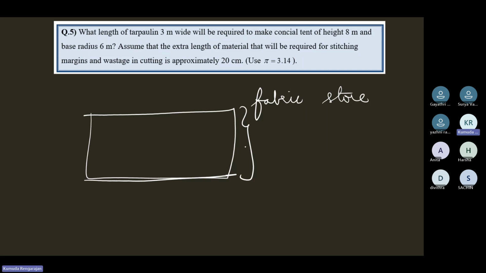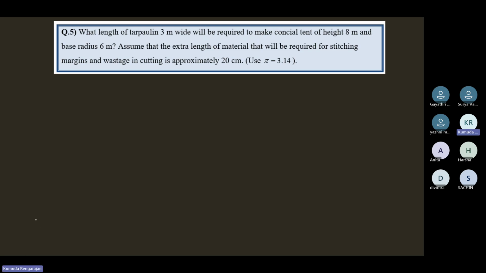So the breadth is fixed. You can only request the length. You can ask them to give you 10 meters, 20 meters. Only length you can specify, not breadth. That is fixed. In this question, you have to decide what length of tarpaulin you have to buy.